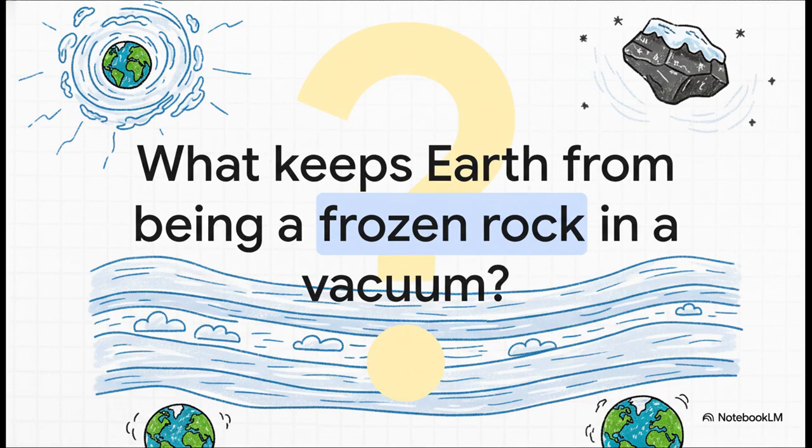So let's start with a pretty big question, right? What's the difference between our awesome, living planet and, say, a cold, dead rock floating in space? The answer is all around us. It's our atmosphere. This amazing, multi-layered blanket of gas is what makes everything else possible.